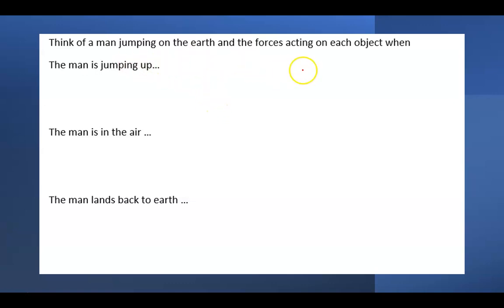So let's think about a man jumping off the face of the earth. So the man is jumping up. Okay? The man applies a force down on the earth, right? Pushing the earth down. Man pushes earth down. Now, the earth therefore pushes man up. Okay. Now, that seems all fine and dandy, but remember F is equal to ma, and the man is going to accelerate a lot more because it has a much lower mass than the earth does.